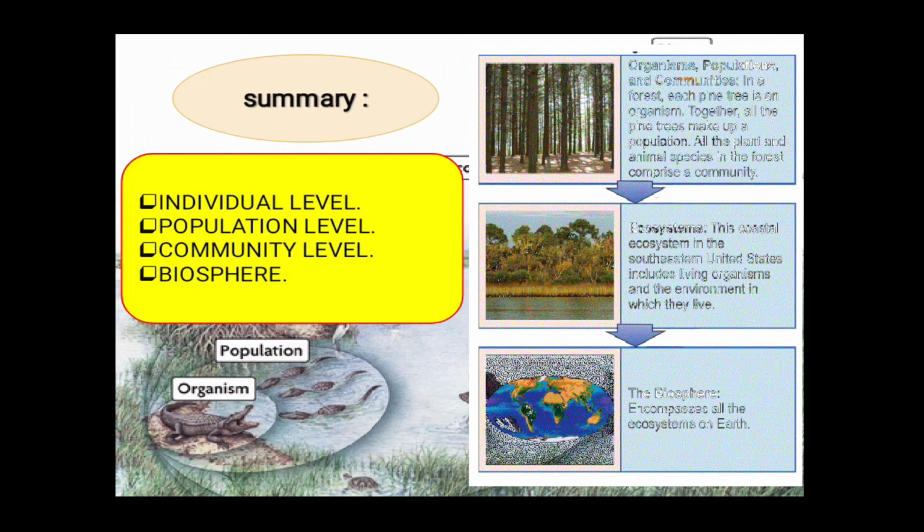In air, birds are flying, so air is a part of the biosphere. In water, aquatic animals and plants are present, so water is a part of the biosphere, like ponds, rivers, and oceans. These all belong to the biosphere. On land, trees, animals and microorganisms exist, so land is also a part of the biosphere. This is a summary of our today's lecture.